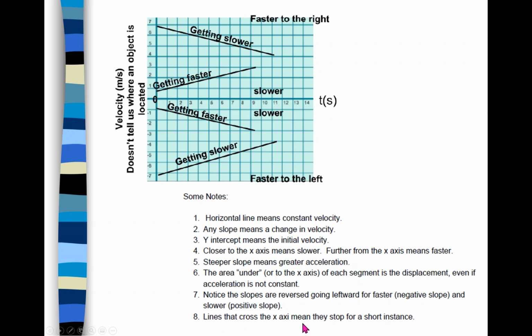Okay, and any lines that cross the x-axis or the horizontal axis means that for a split second at least, your velocity will be hitting 0. So I might have a positive velocity, slowing down, 0 for just a moment, and then speeding up, but in the negative direction. Okay, yeah, that's cool.